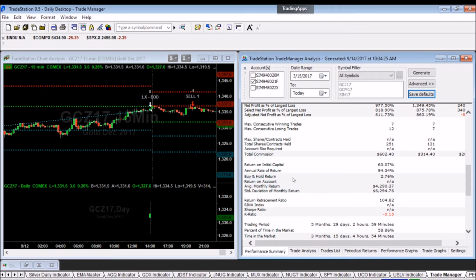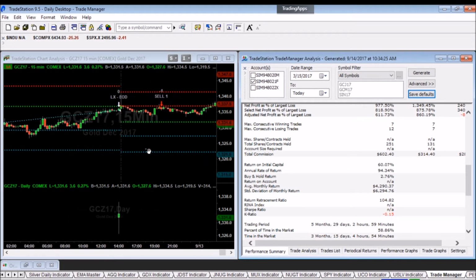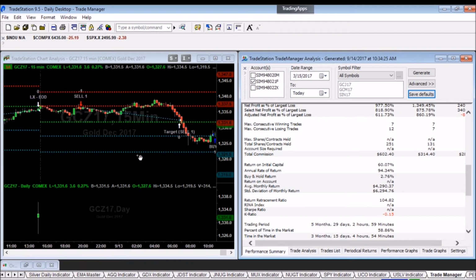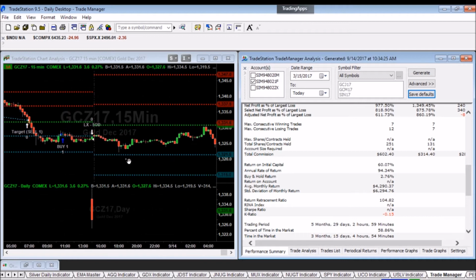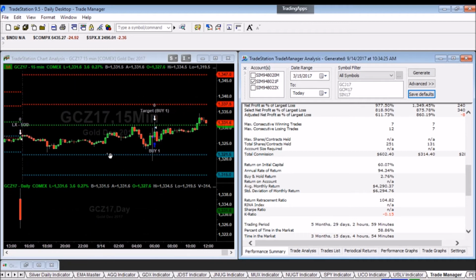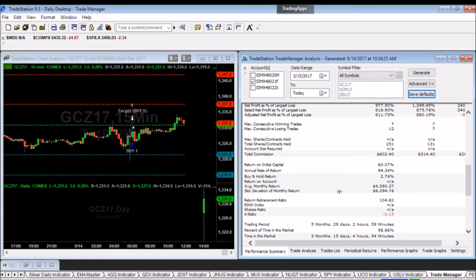As you can see here, the return is truly phenomenal. Return on documented trades in 5 months, 29 days, 2 hours and 59 minutes. The platform has been able to produce a phenomenal return on initial capital of 60% during this period of time, as documented here on the TradeStation platform.